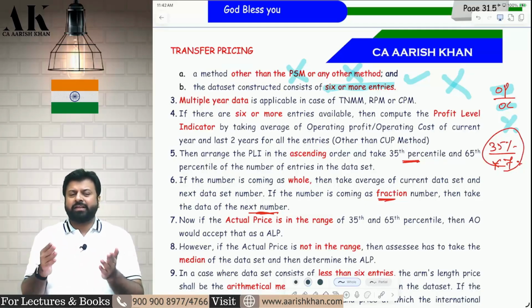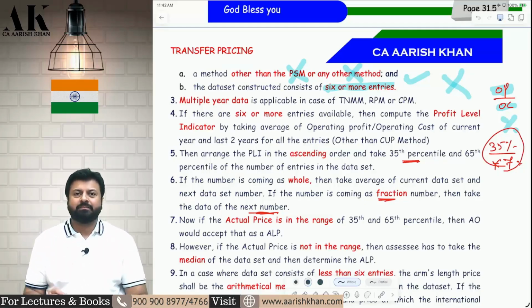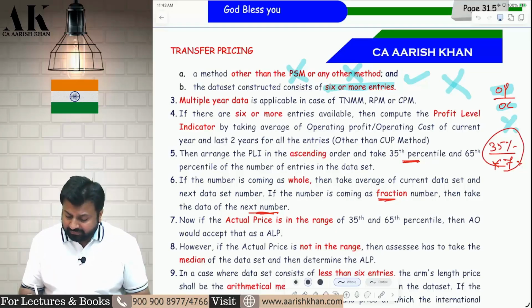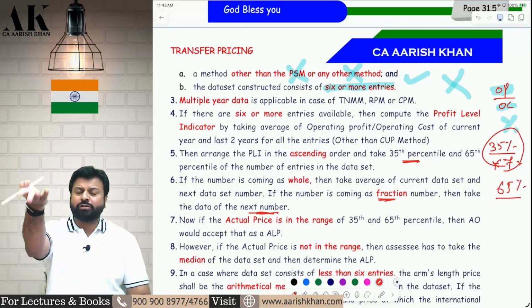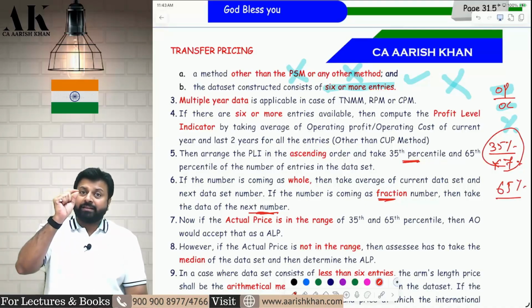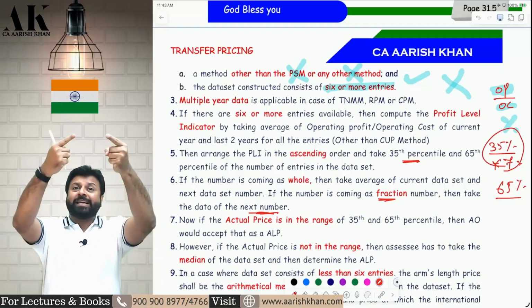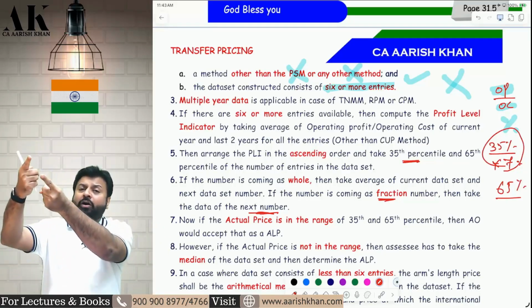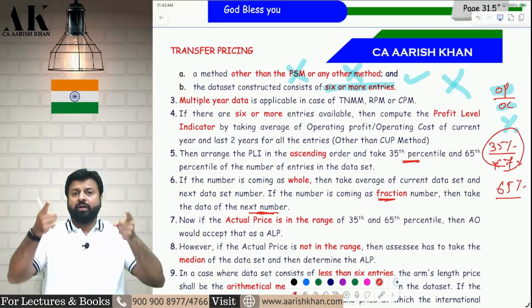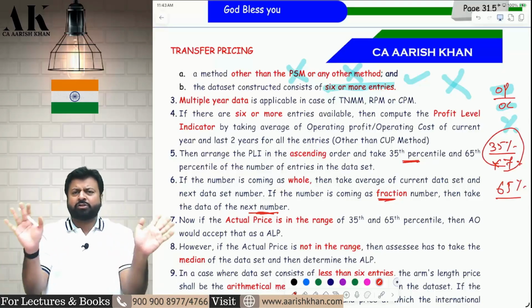35% of 7 is coming to 2.45 something. So take 3. Then take 65% of 7. 65% of 7 is coming to 4 point something. Then go to the next number. Take 5. Then 3 to 5 is your range. On 3, check how much percentage there is, and on 5, how much percentage there is. That is your range. If you are within that range, great. Nobody will ask you anything.